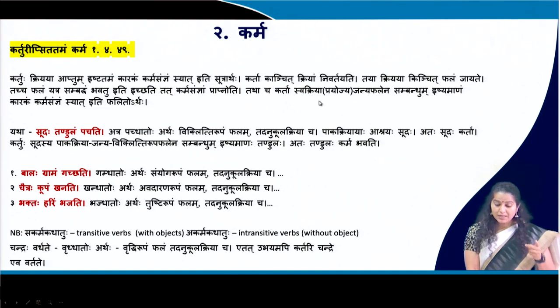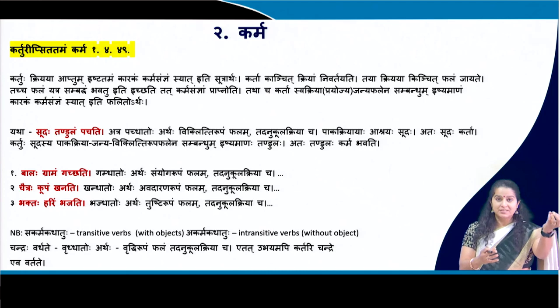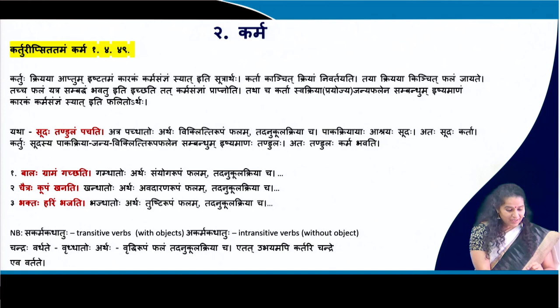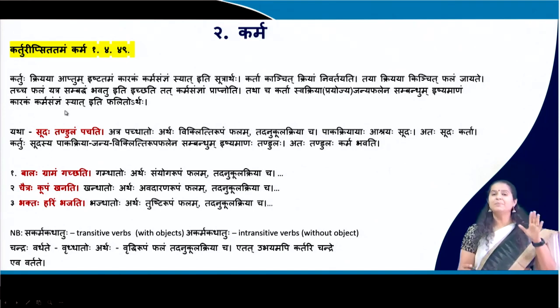Tatha cha karta swa kriya prayojya janya phalena. This is a fantastic samasa of the Sanskrit language. Wait, I'll read the whole thing again. Tatha cha karta swa kriya prayojya janya phalena sambandhum ishyamanam karakam karma sanjnyam syat iti phalitortha. So what is he saying? By his own action, prayojya, that is the objective, janya phalena, with the fruit that has been derived, sambandhum, connecting it to that, ishyamanam, whatever they are desirous of achieving, karakam, karma sanjnyam syat iti phalitaha arthaha. So that has to be called the karma karakam.